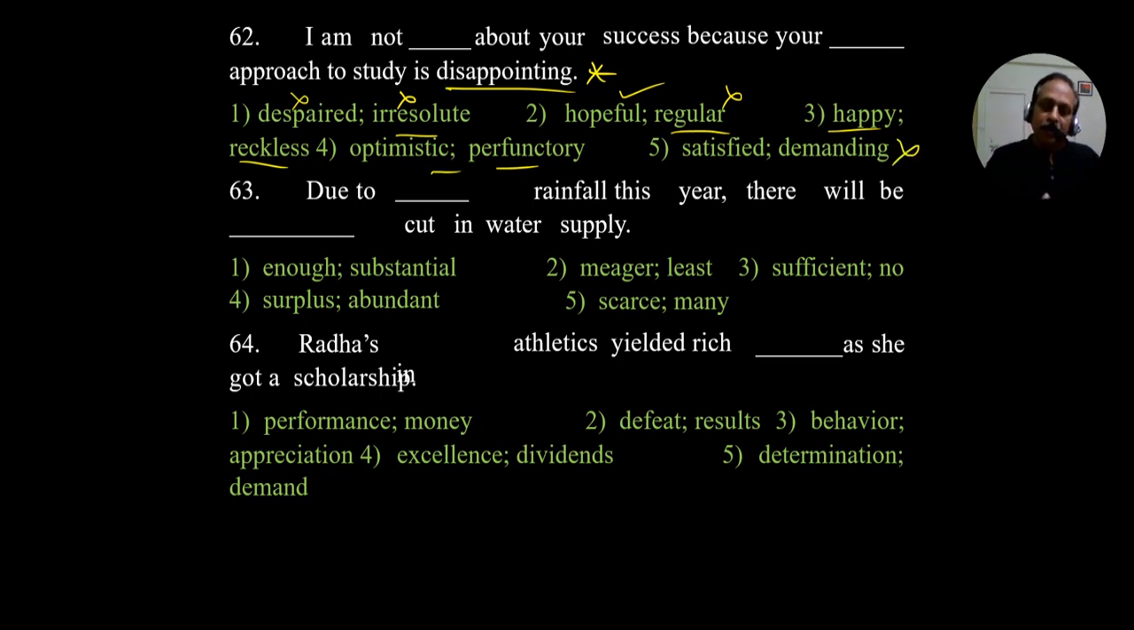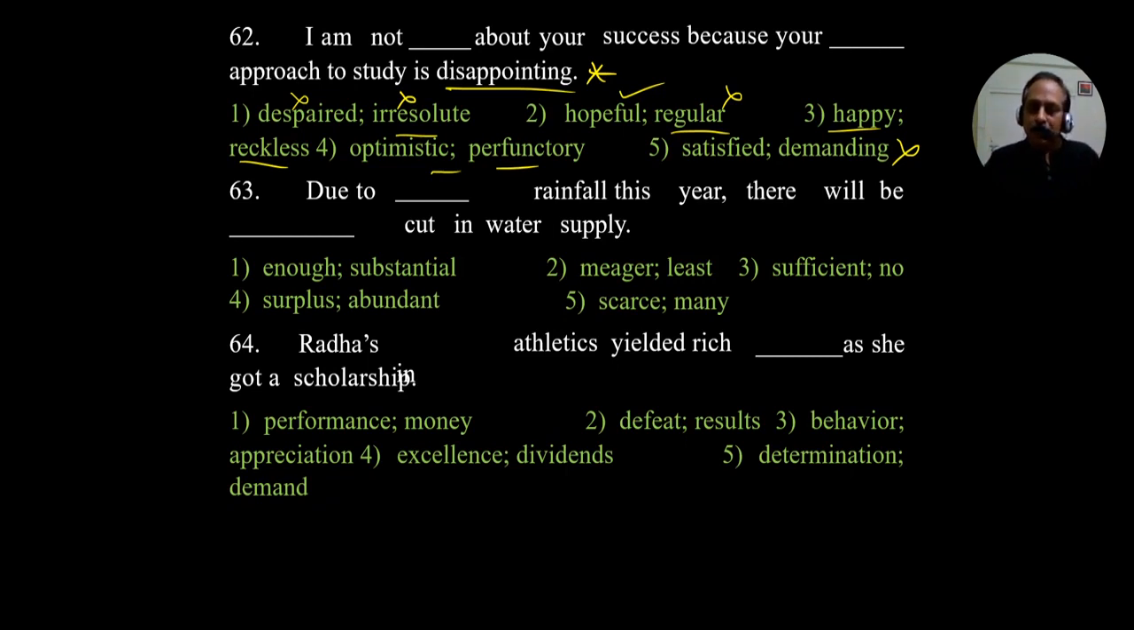See, what I'm trying to tell you is, when you come across such questions with pairs of words, take the elimination approach. Of the two words, one word could be right and the other wrong. Based on the wrong word, you reject the pair. Here you cannot use "I am not despaired" and the context talks about negative. I am not hopeful, I am not optimistic, I am not happy. You cannot use a negative word. So this is not correct, and irresolute is also not correct.